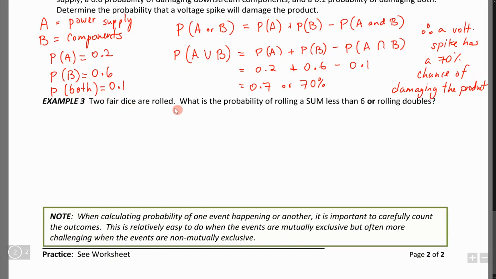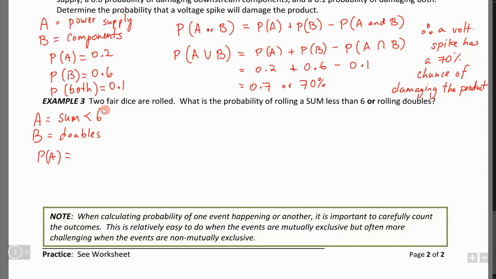Two fair dice are rolled. What is the probability of rolling a sum less than 6 or rolling doubles? So the first event, A, will define as a sum that's less than 6. And my second event, B, will be the probability of rolling doubles. Okay, so let's look at the first one, probability of A. And to know this, you probably have to go back to your notes a little bit when we had the table when you rolled 2 dice, and you have to look at the number of ways you can roll a sum that's less than 6.